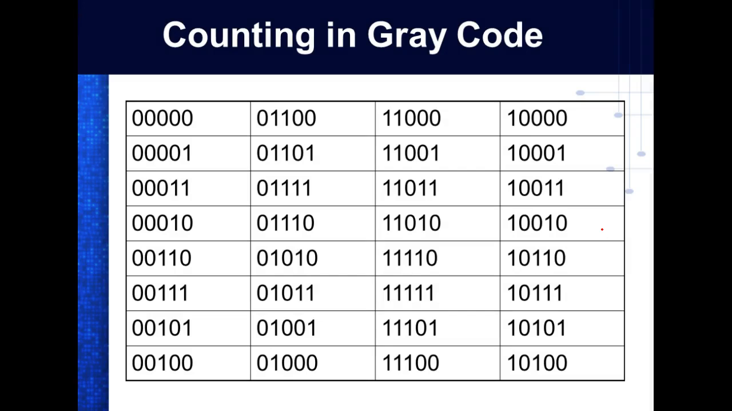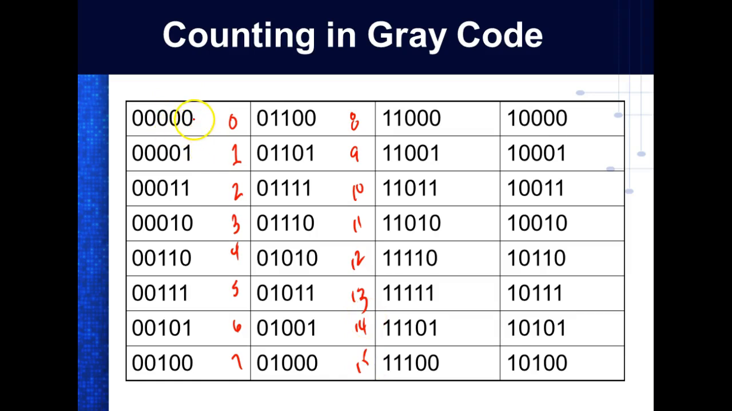This is counting in gray code. This is a code, guys. It takes a little while to figure this out, but this is counting. This would be a gray code for a 0. This would be a gray code for a 1. This would be a gray code for a 2, 3, 4, 5, 6, 7, 8, 9, 10, 11, 12, 13, 14, and 15. So here's the gray code.